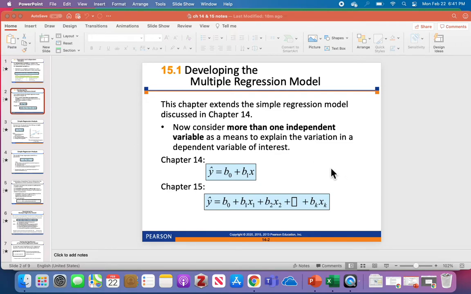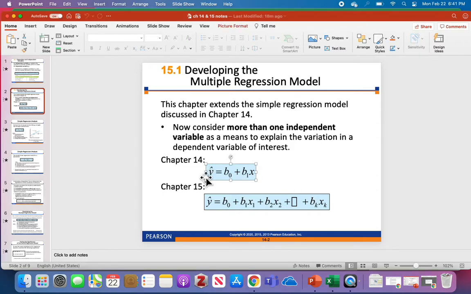Hello everyone, this video is going to show how to complete a multiple regression analysis using Excel and how to interpret that analysis. So in the previous video we looked at a simple linear regression, which was this format from chapter 14. Chapter 15 takes that simple regression model and changes it to add more independent variables to try to explain more of that variation.